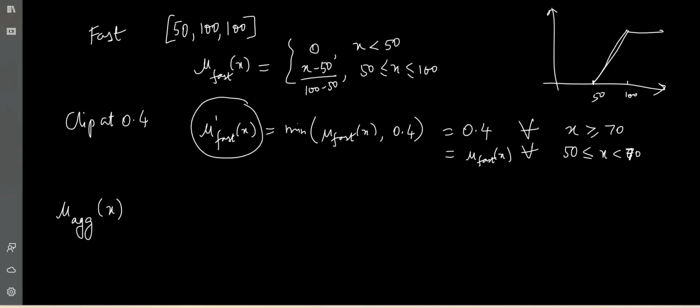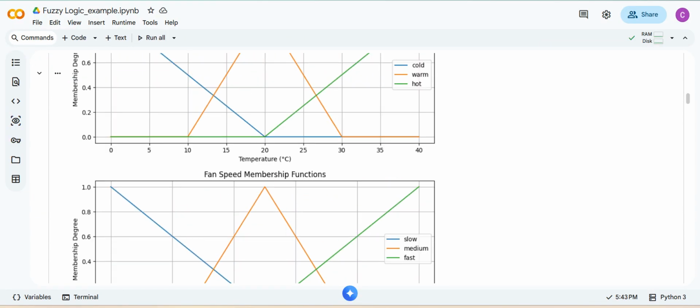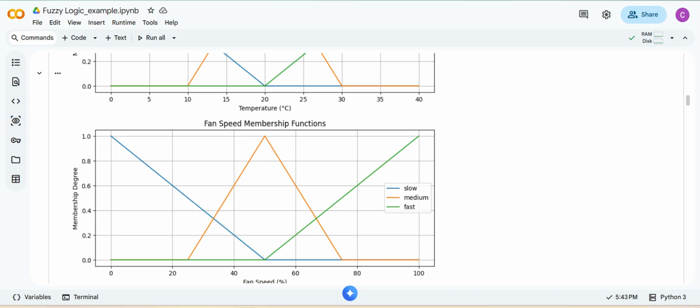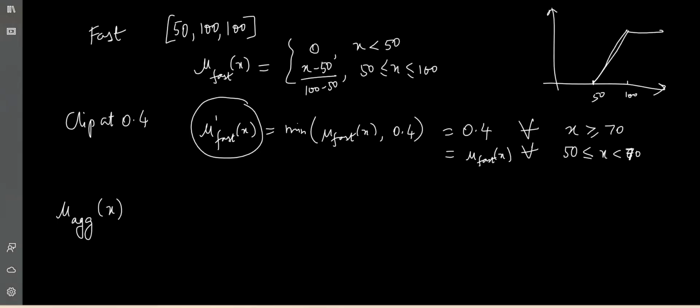Let us say my speed is 60. If you can see from the graph of the output membership function, this 60 pertains to medium as well as fast. So we take the membership of medium and the membership of fast, and that's why we calculate the aggregate. The aggregate is nothing but always the maximum of those two inputs. So mu aggregate of x, this is how the system calculates at every value.